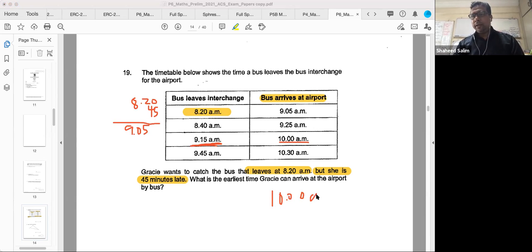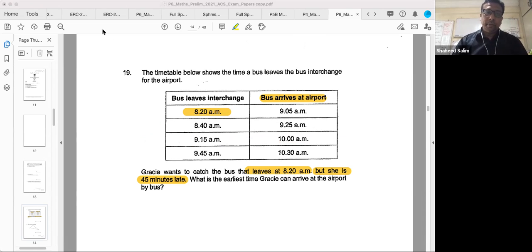Zahin, get it? Yes, she didn't take the 8:20. She wanted to take the 8:20, but she was 45 minutes late. So you plus 45 minutes, you get 9:05. At 9:05, you have to wait at the interchange, right? Until 9:15. And then the bus will reach the airport at 10 o'clock. Okay? All right, I hope this is okay.